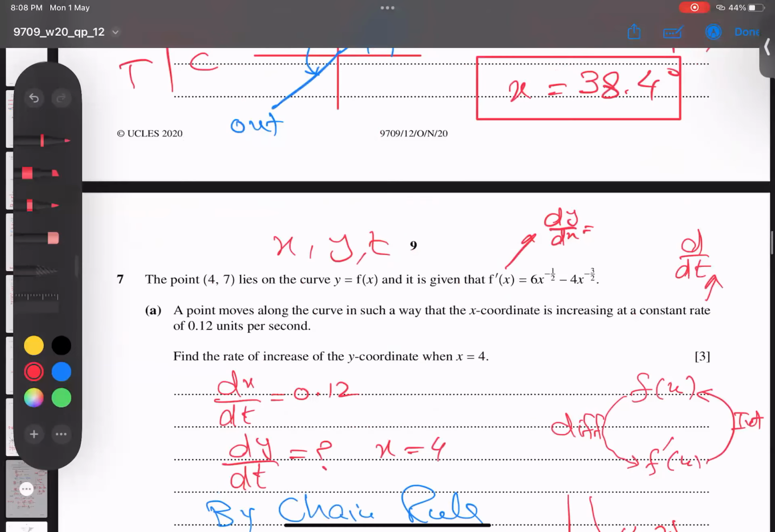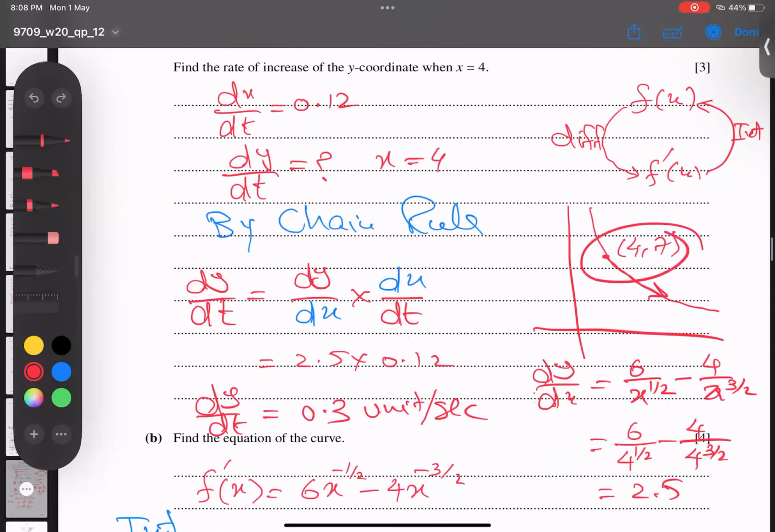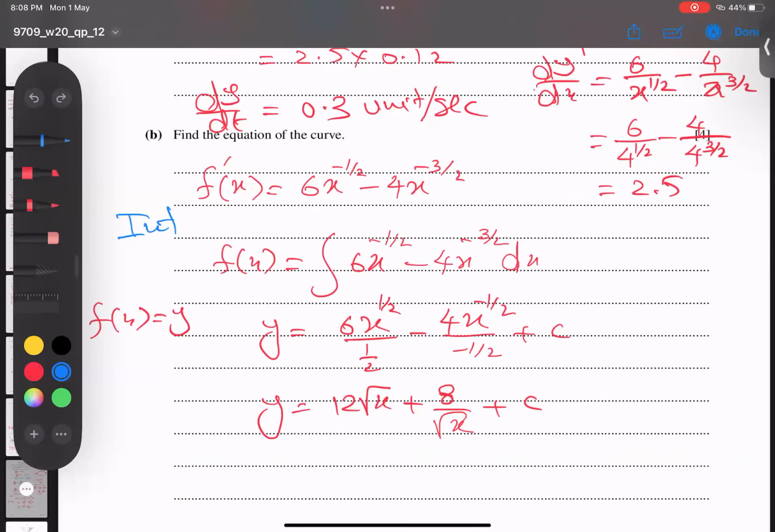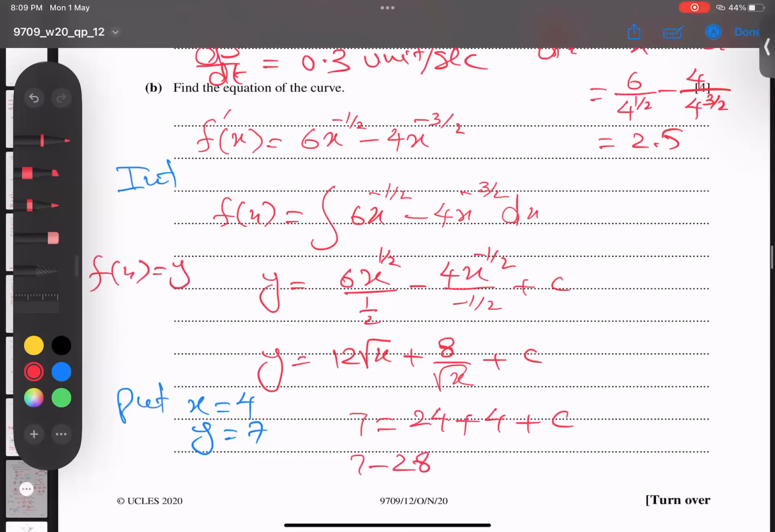Now I use this point which is given by him, 4, 7, because he said 4, 7 lies on it. So now I'm going to put the values, and inshallah I will get my answer in no time. I'm putting 7 in the place of y, and root of 4 is giving 2. So 2 into 24, 12 2s are 24. And when I put here, I got 2, so 4 by 2 got a 4. So this is 7 minus 28, and c becomes negative 21.